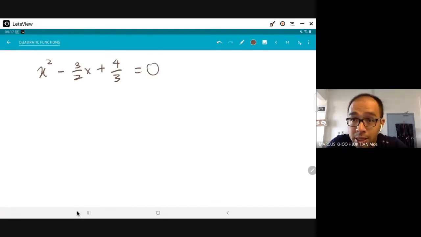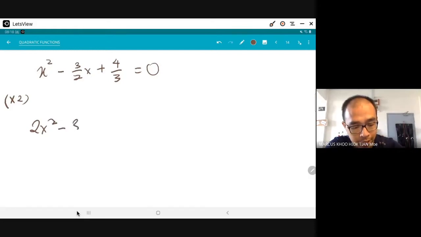So in this case, what you will have to do, let's say lepas kau masuk template kan, kau dapat begini. Okay, ada dua pecahan pula, tapi dua-dua bukan nombor yang sama. Doesn't matter. You do the same thing as we did just now. First, you multiply everything by 2. So you get 2x squared minus 3x plus 4 over 3 times 2 will give you, I think it's 8 over 3, equals to 0.